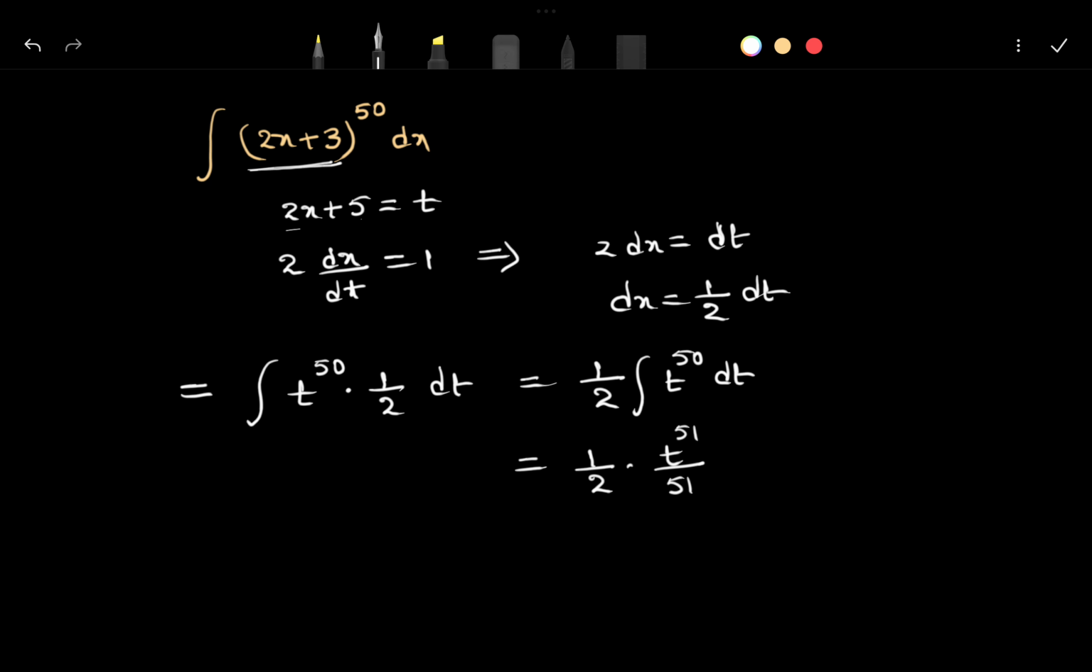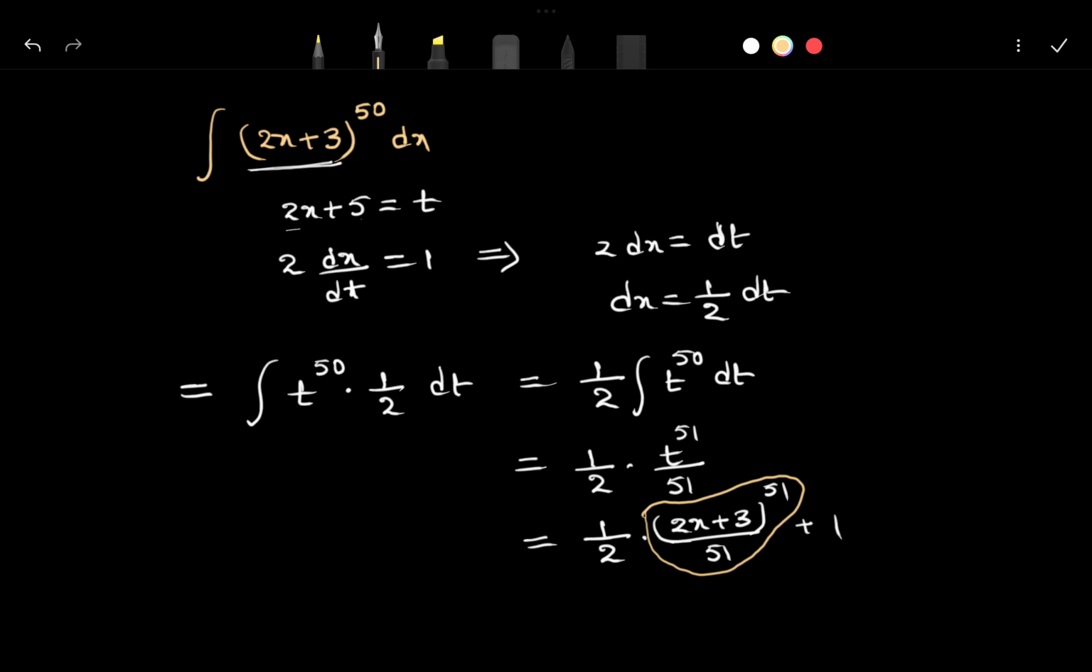51. Okay, now after that, this is the integration of t to the power of 50, and here t is 2x plus 3. So you substitute the t value, then we can write 1 by 2 into 2x plus 3 whole to the power of 51 whole divided by 51 plus c. So all of you observe this one very clearly. Here, this is completely the integration of 2x plus 3.